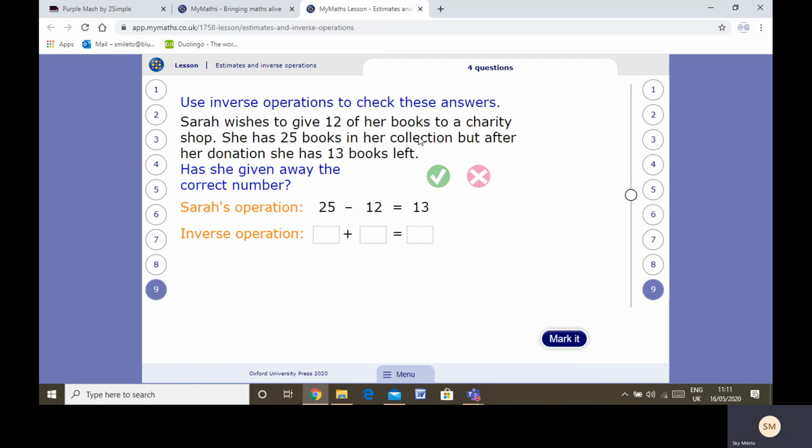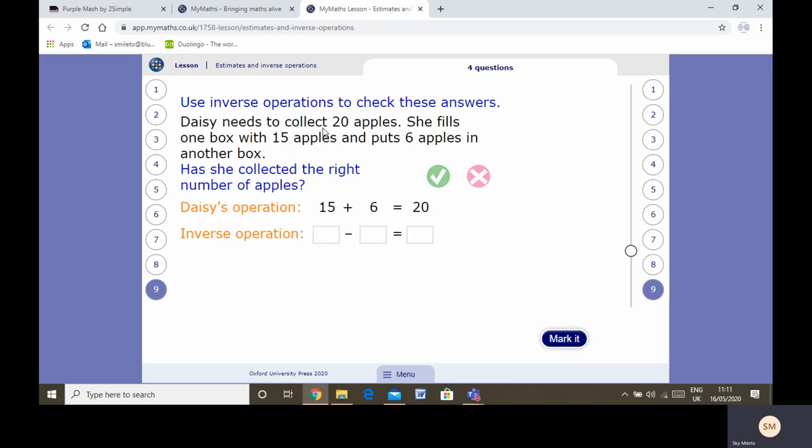Sarah wishes to give 12 of her books to charity shop. She has 25 books in her collection. After she's donated, she's got 13 books left. So I could do 12 plus 13. 3 plus 2 is 5. 1 plus 1 is 2. 25. Yeah, she is correct.